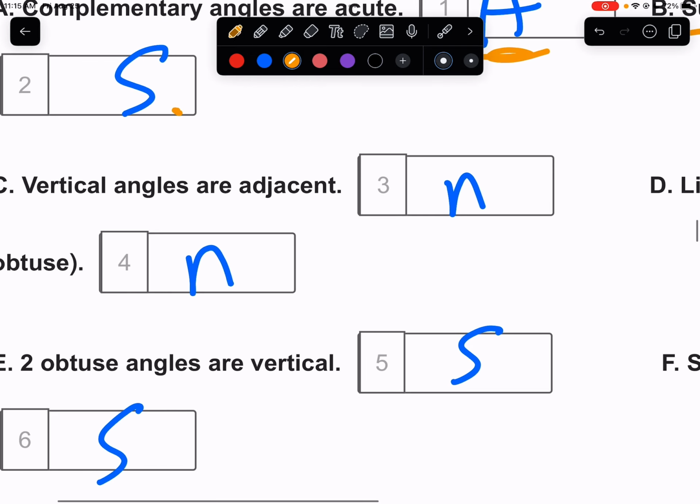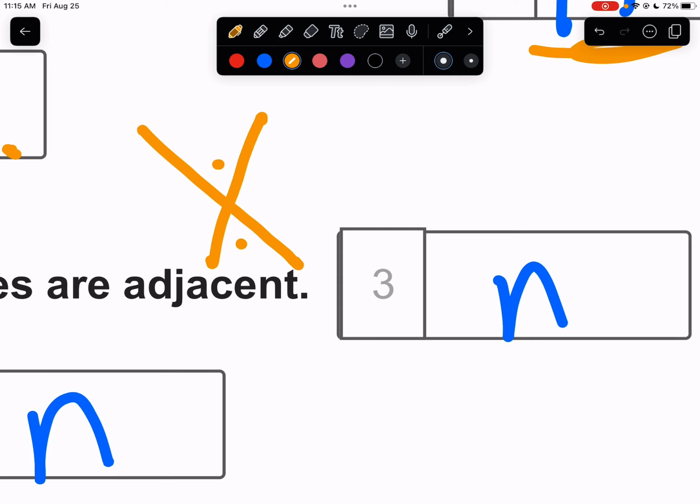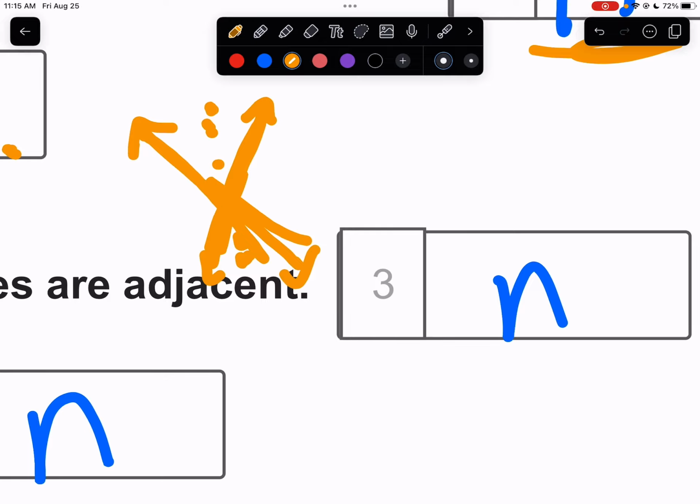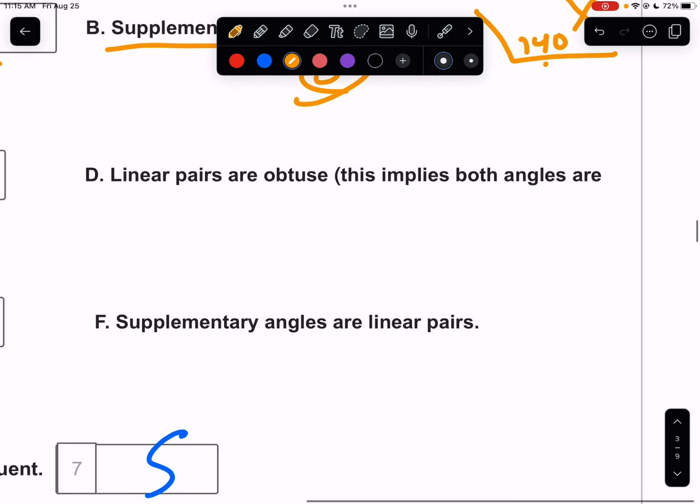Vertical angles are adjacent, never. Those are competing definitions. Remember that vertical angles are angles that form by opposite rays, meaning that the rays form a straight line. That means they're always across from each other, facing exactly the opposite direction. They can never be next to each other if they're doing that.